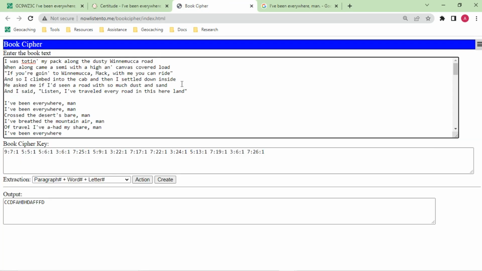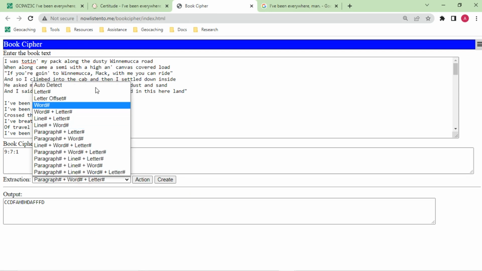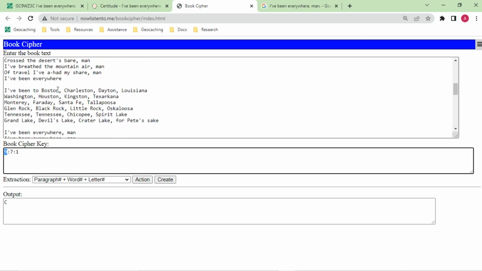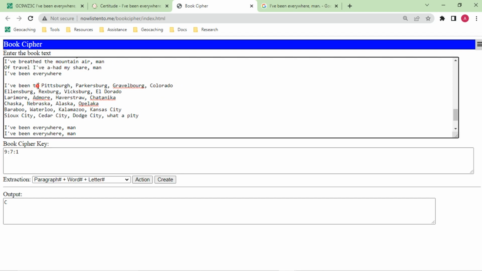So opening the tool and let's just try the first one. And indeed, out of the options, select paragraph, word, and letter as the options. Press action and go right here. And we see that's the 9th paragraph. So counting down, and the words 1, 2, 3, 4, 5, 6, 7, and we get the letter C as the first letter.